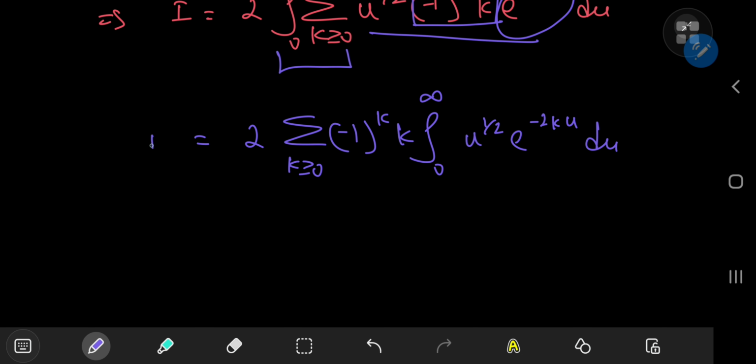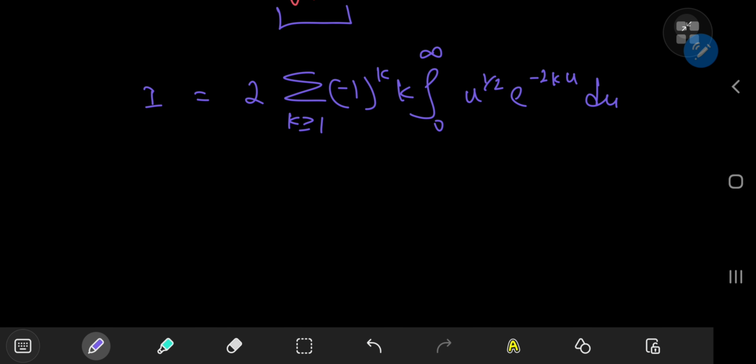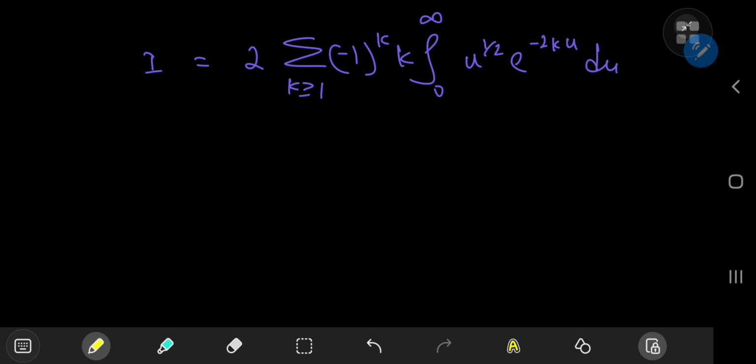And one thing to notice here is that if we take the value of k equal to 0, then we have 0 times the integral. So that amounts to a big fat 0, and we can just ignore that term and start our sum at k being equal to 1.